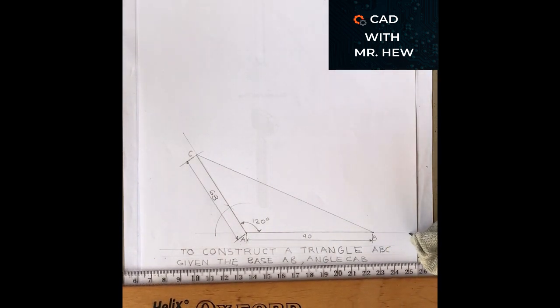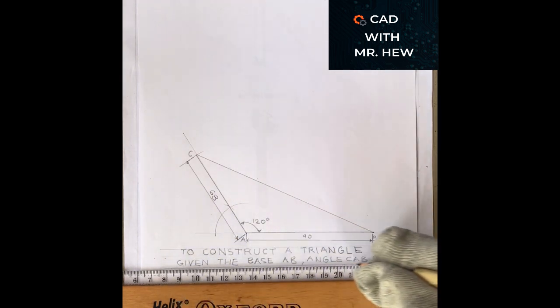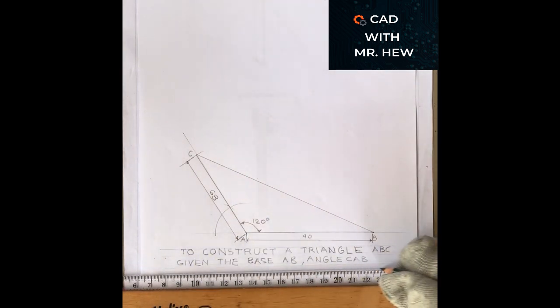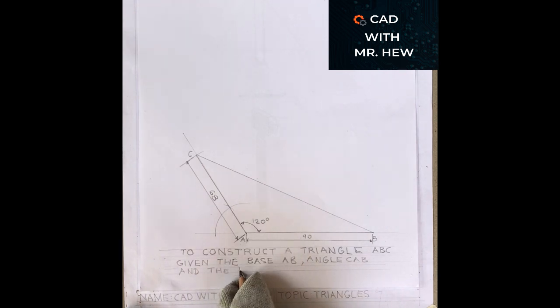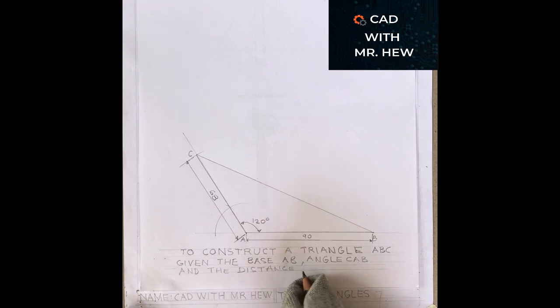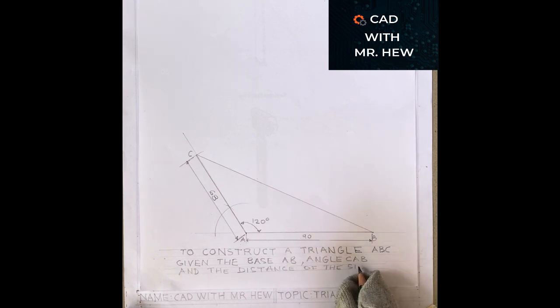We're going to draw two more pairs of guidelines so that we can continue the label for the drawing of the triangle. And the distance of the side AC. So good job if you followed along.